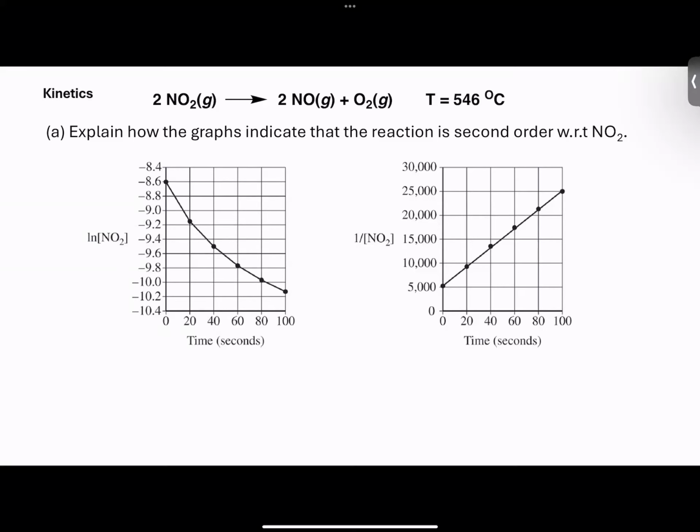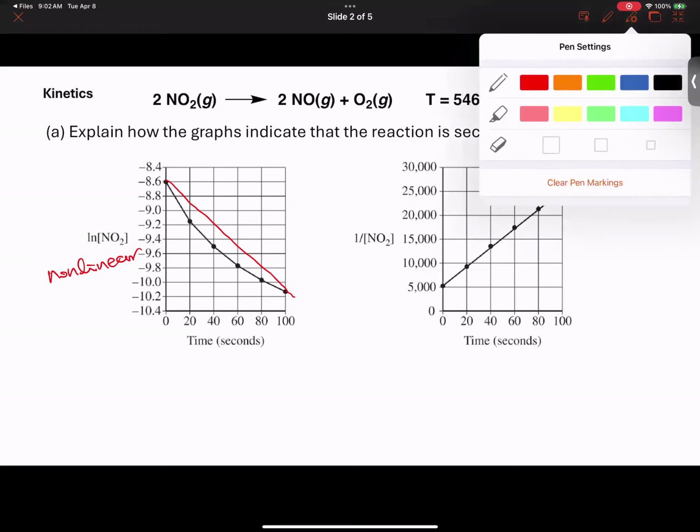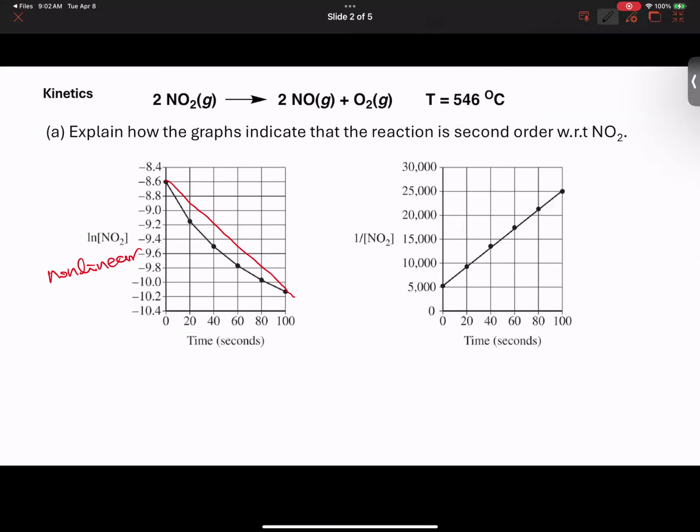First, let's look at the rate graph. For second order, definitely the plot is not linear. This is curved, definitely curved. And let's look at the inverse of nitrogen dioxide concentration with respect to time. This is linear. How can we interpret this reaction?